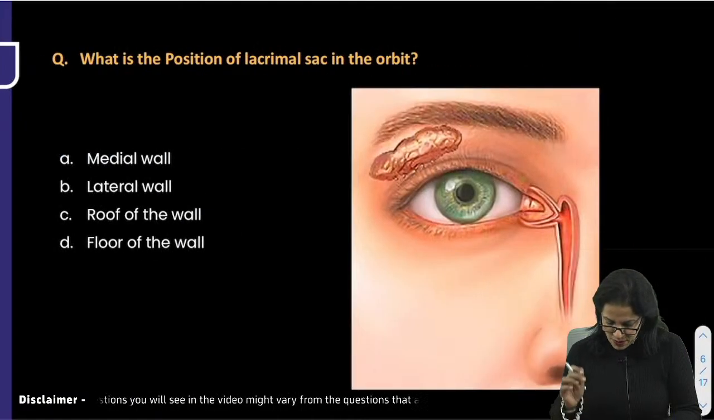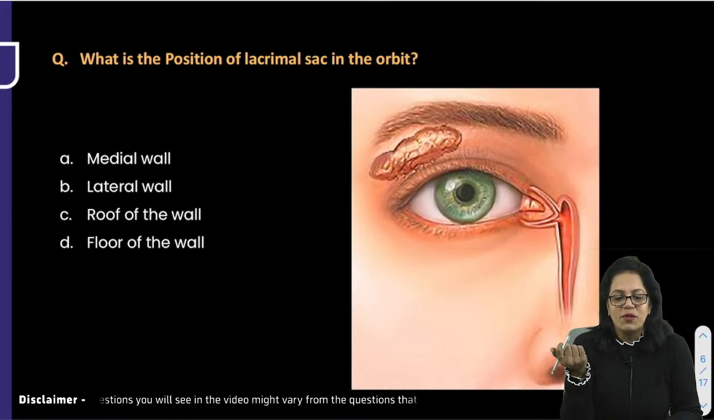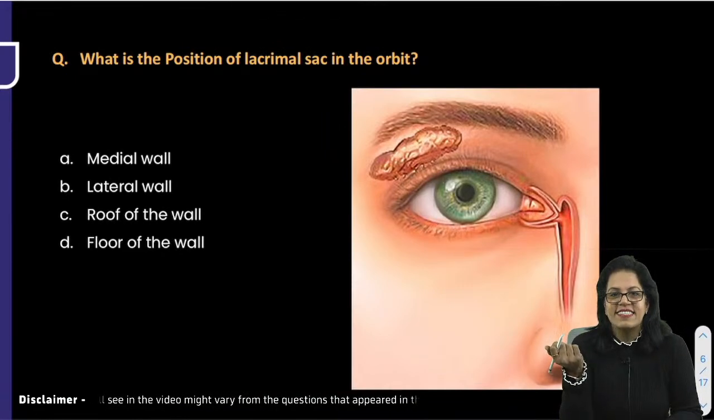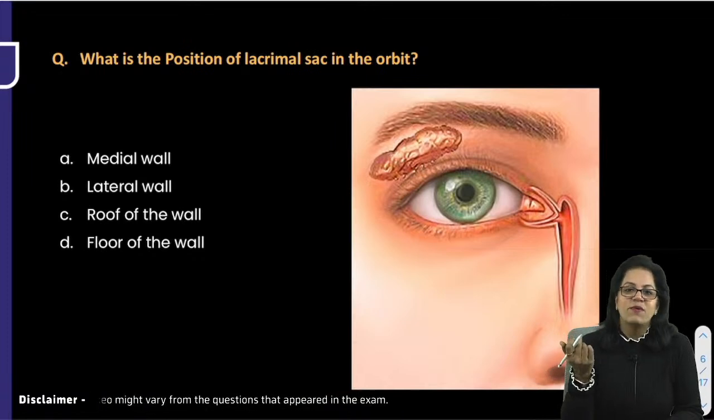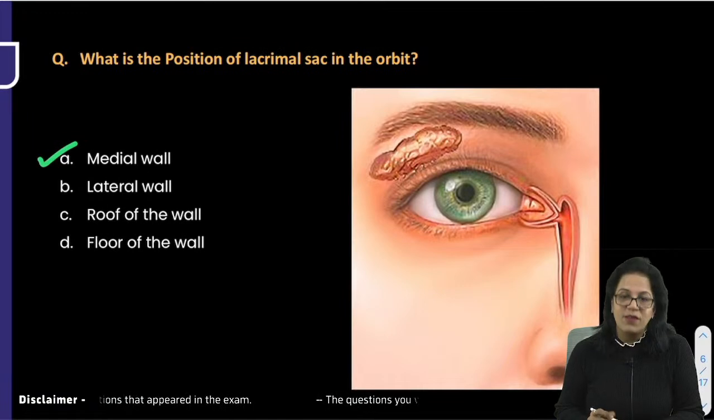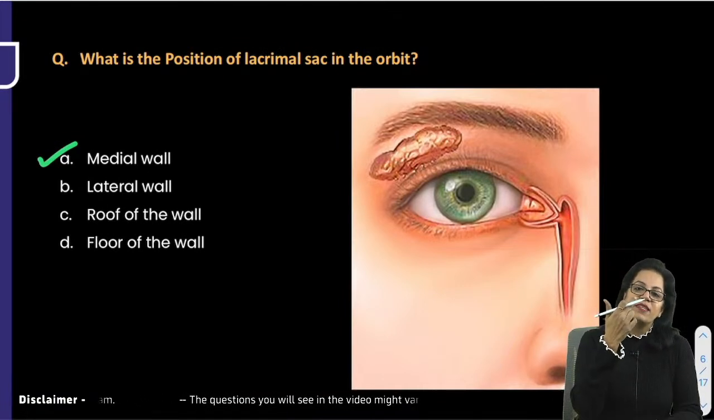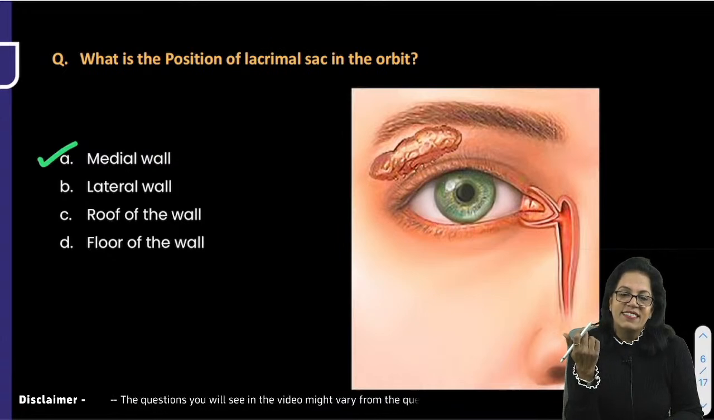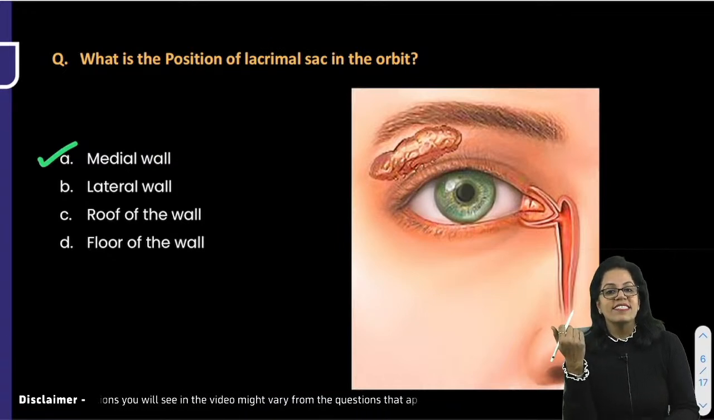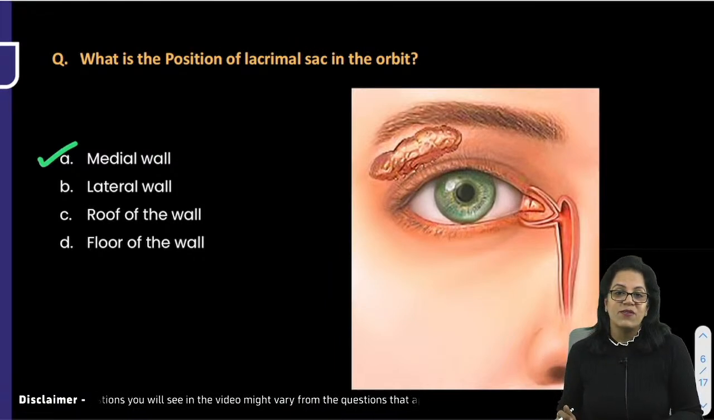The next question asked is the position of the lacrimal sac in the orbit. A simple question, it's already given here. Where is the sac? You can see it is on the medial wall. Is there any confusion here? What is the medial wall made up of? Your maxillary bone, then the lacrimal, then the cribriform plate of ethmoid sinus, and then body of sphenoid. These are the 4 bones making the medial wall of your orbit.